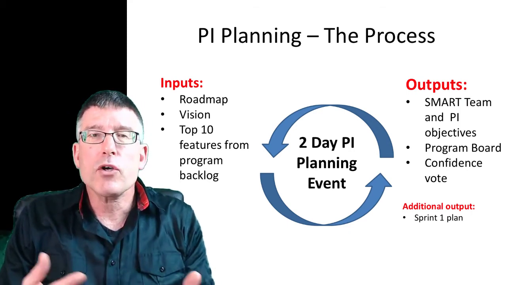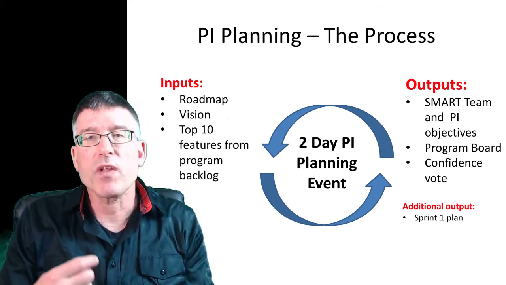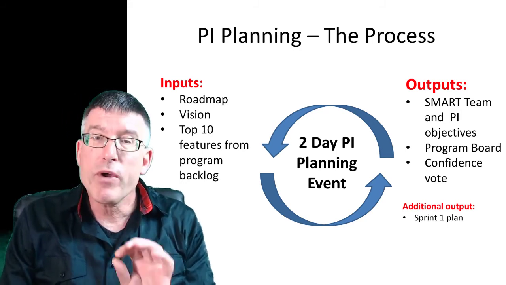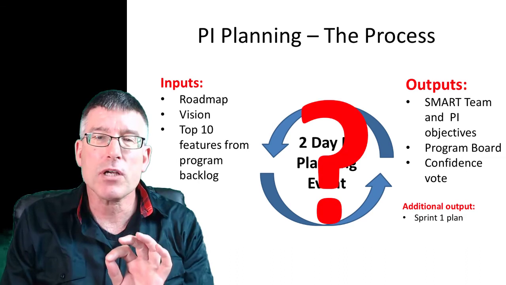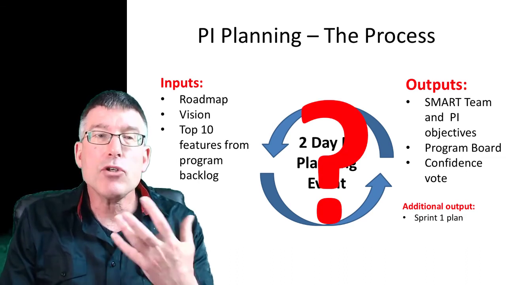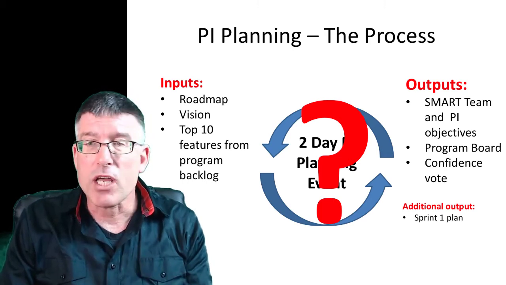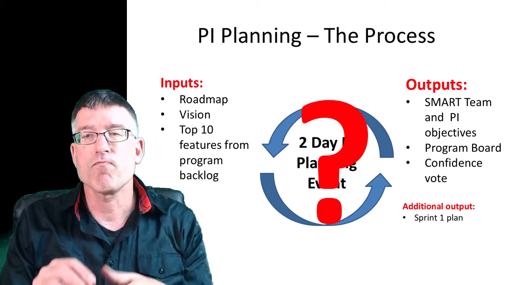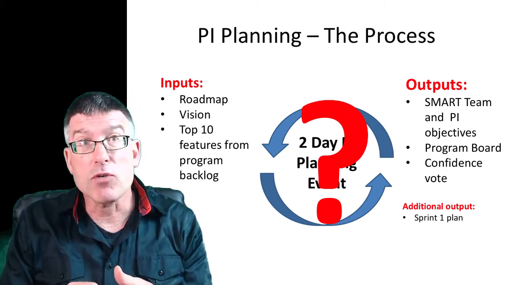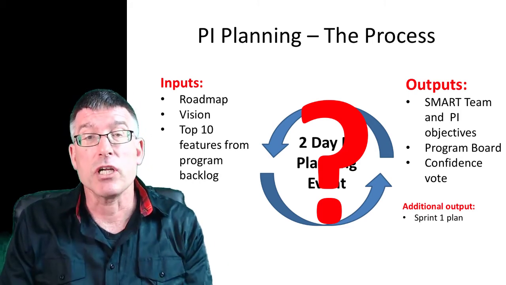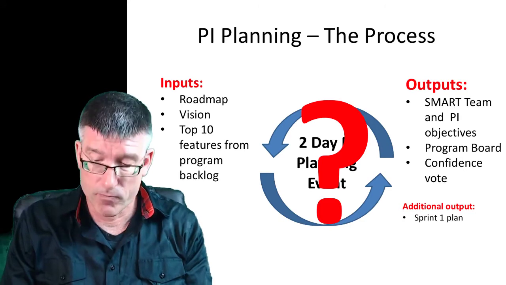So far we've talked about the inputs and the outputs to the PI planning process. What we haven't talked about is the process itself. How do we transform that roadmap, that vision, the top 10 features into the team and PI objectives, a program board, and get to the resulting confidence vote?